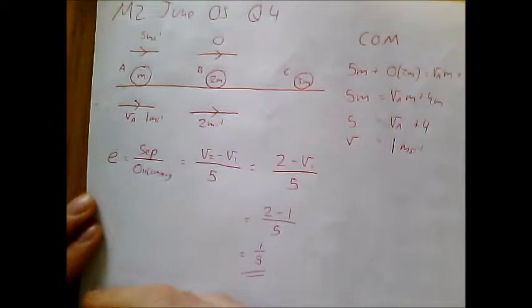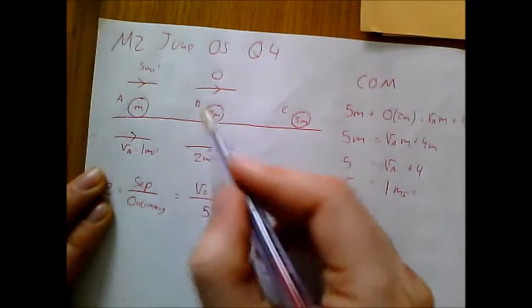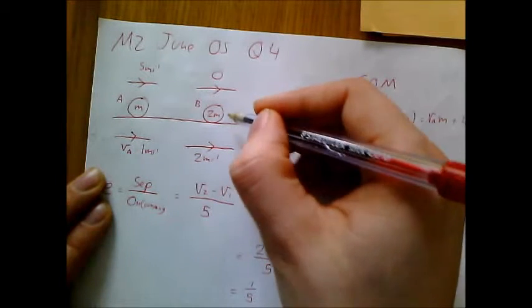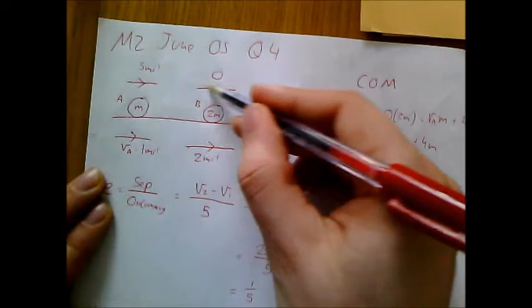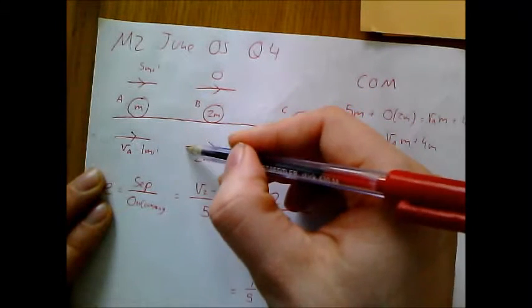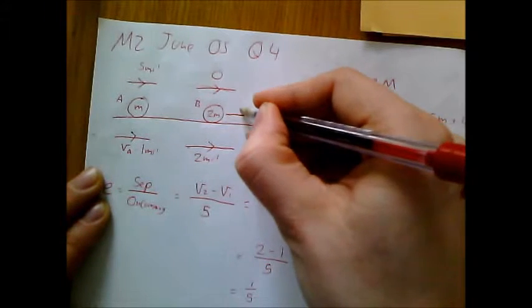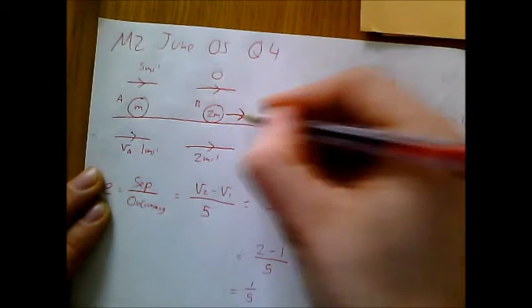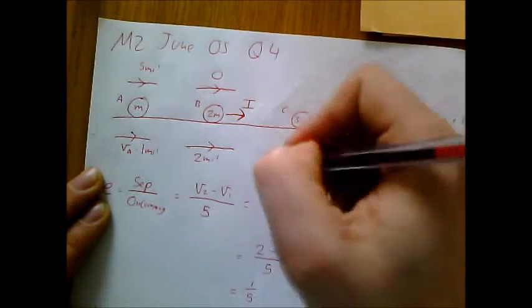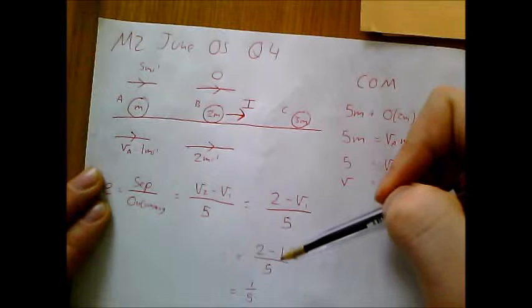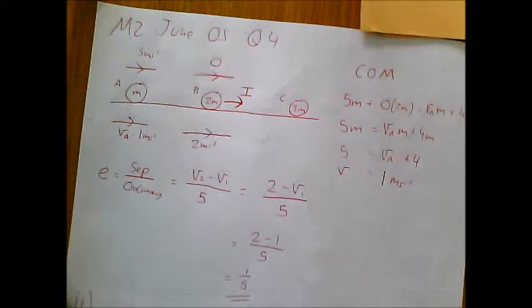For part 2, we want to find, in terms of n, the magnitude of the impulse that A exerts on B. So we want to find the impulse of B, basically. We can see that B was not moving at all, and now it's moving with 2 meters per second. So the impulse we're expecting to be this way, because its change of momentum has now gone to the right.